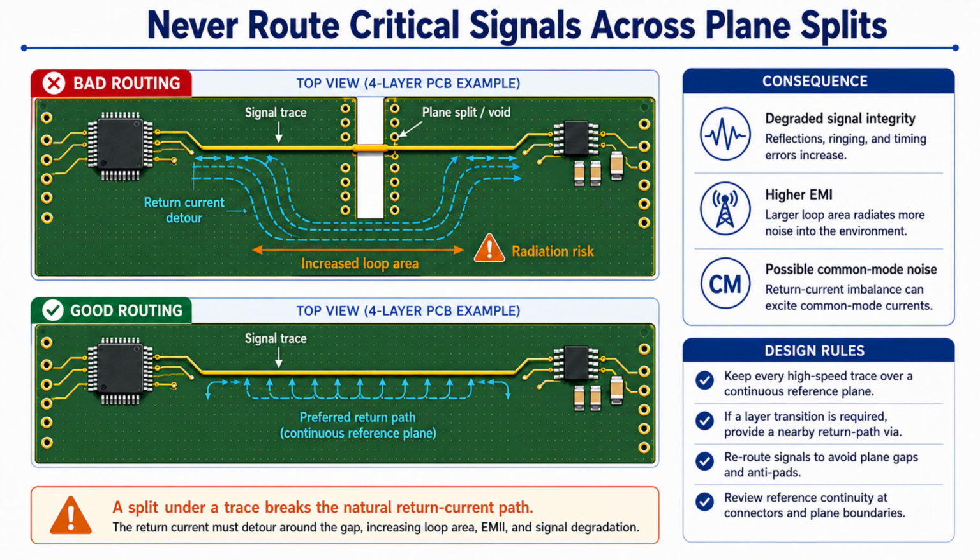In the good example, the signal stays over a continuous reference plane. The return path stays directly below the trace, the loop stays small, and the signal stays cleaner. For high-speed signals, the trace and its return path are a pair. You cannot design one and ignore the other. So before routing, always ask, what is underneath this trace? If the answer is a split, a slot, or a void, reroute it.